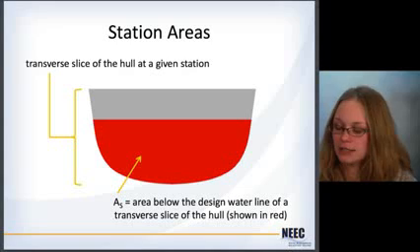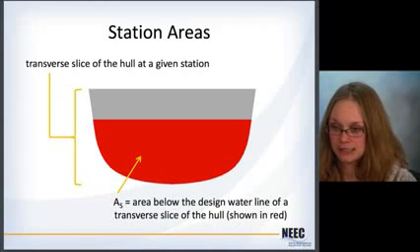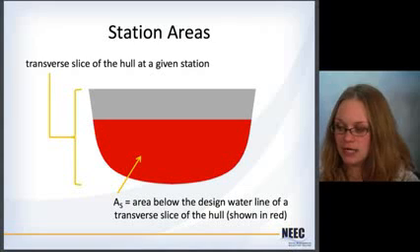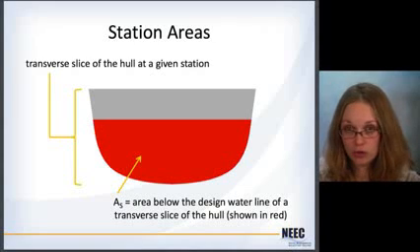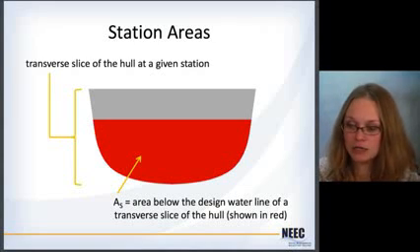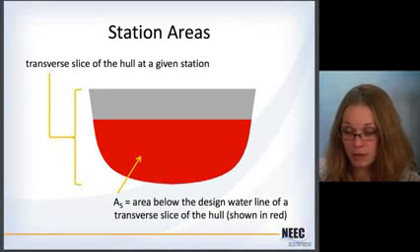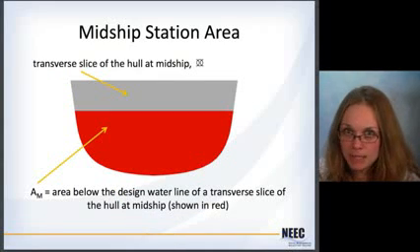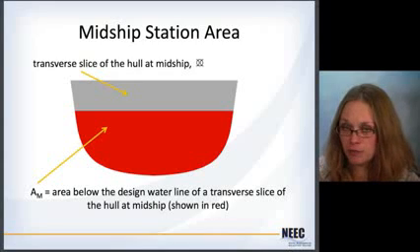All right, station areas. If you were to take a transverse slice of the hull, right, and you look at that, the area that's below the design water line is going to be the station area, and it's shown in red here. So again, it's not going to be the total area of the hull, it's just what corresponds to being underneath the water. Similarly, if you do this at midships, then you get the midship station area. And the same thing, it's just the area below the design water line at midships.